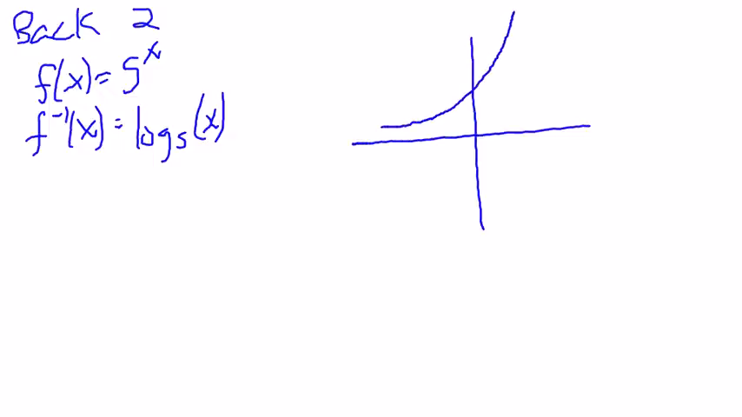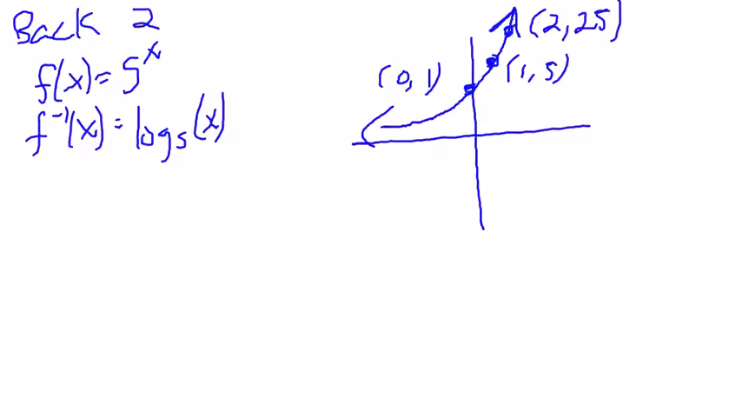You know that an exponential graph goes like that. This is not to scale. This is 0, 1. Then I do 5 to the first, so that's at 1, 5. And then I'll have a point over here of 2, 25. I've asked you in this year to do at least one negative one, so that point right there is negative 1, 1 over 5.